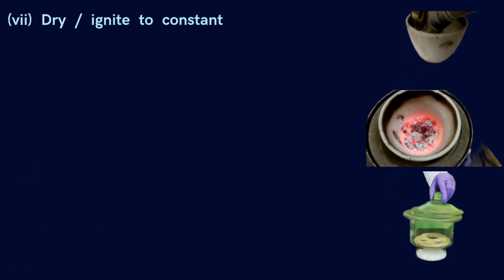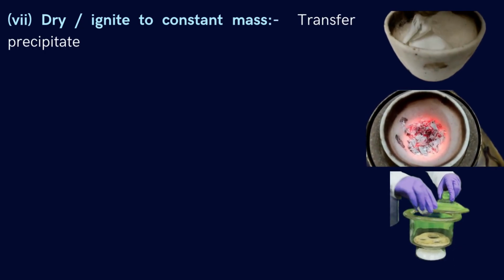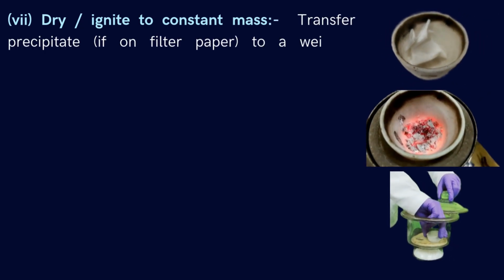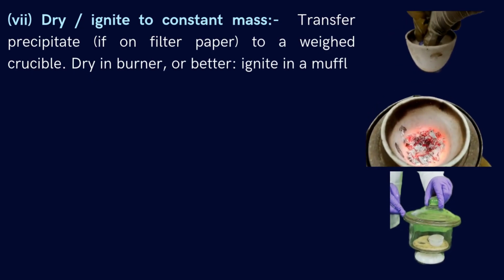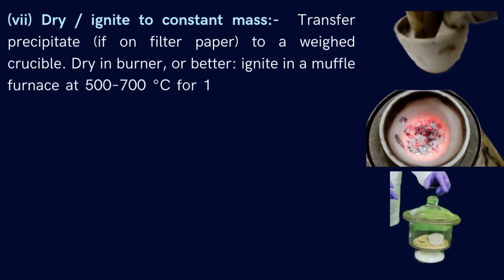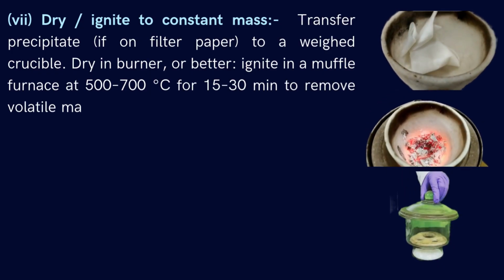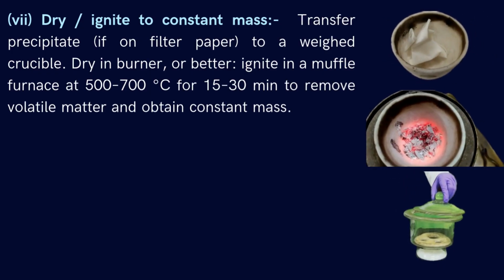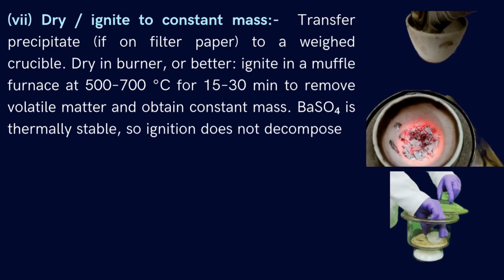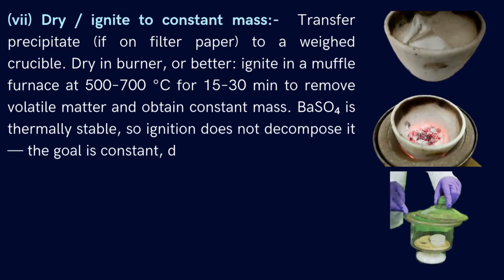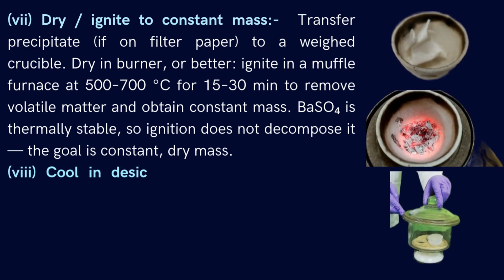Next, the seventh step is to dry and ignite to constant mass. Transfer the precipitate, if on filter paper, to a weighed crucible. Ignite at a burner or put in a muffle furnace at 500 to 700 degrees centigrade for 15 to 30 minutes to remove volatile matter and obtain constant mass. BaSO4 is thermally stable, so ignition does not decompose it. The goal is constant, dry mass.